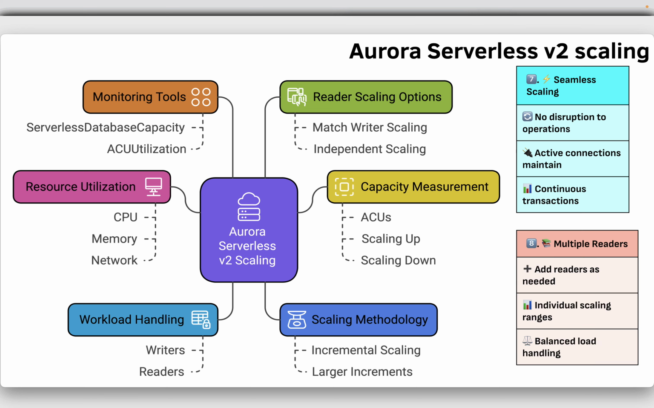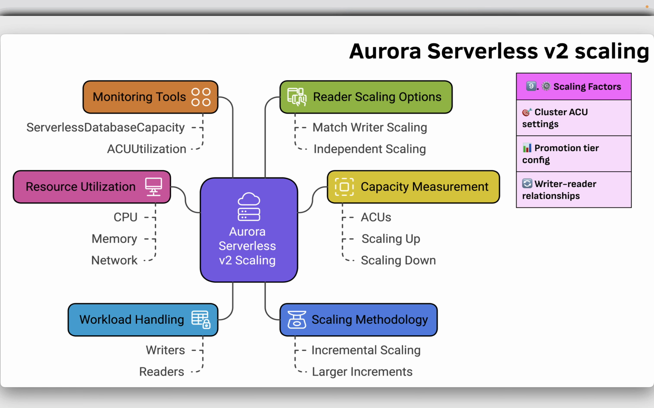Multiple Aurora Serverless V2 readers can be added to handle increased read capacity requirements, each scaling within the cluster's defined maximum capacity range. Scaling behavior depends on the cluster's ACU settings, reader promotion tier configuration, and whether readers are set to scale with the writer or independently.